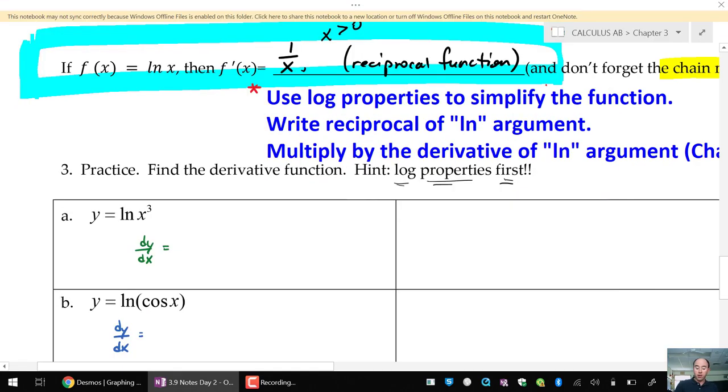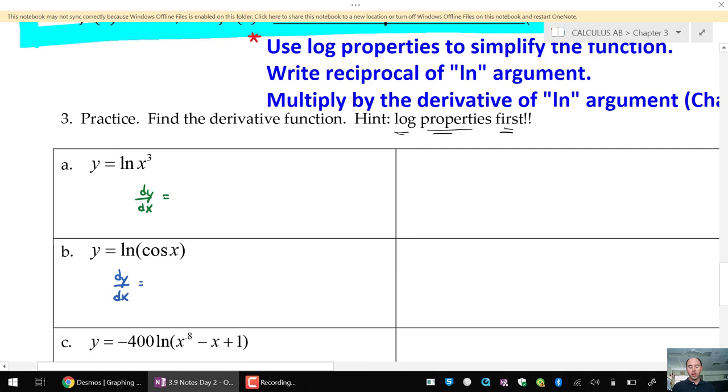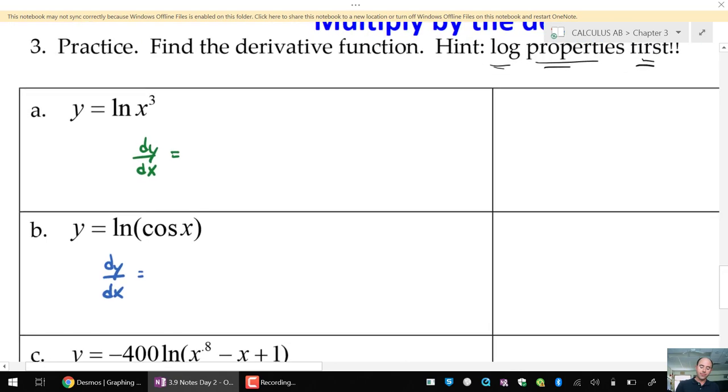At this point, again, a great moment to pause the video and try them on your own, or watch one example and then pause the video and move forward and see if you can figure these out by yourself.